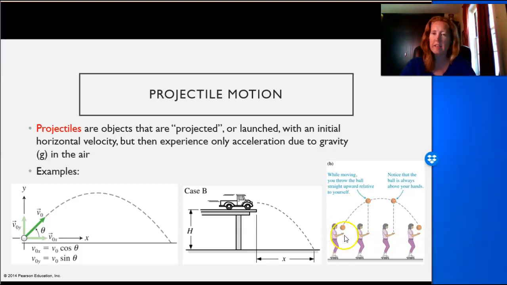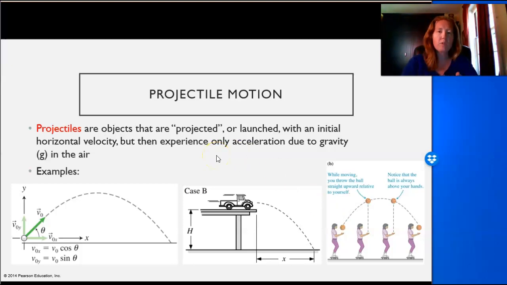It's a matter of your perspective, because from your perspective as the person standing there, it was projected forward. From her perspective, it's a free fall problem, because as she looks up at the basketball, it's just going straight up and down. So that's kind of interesting.